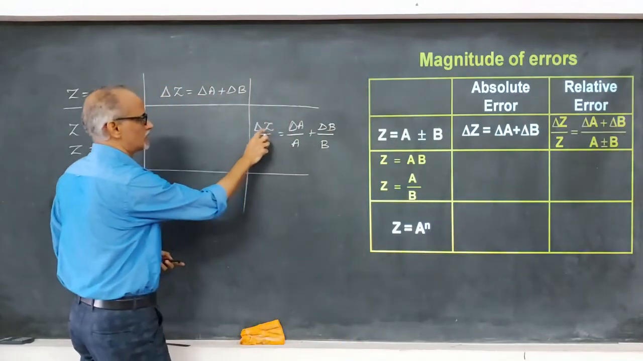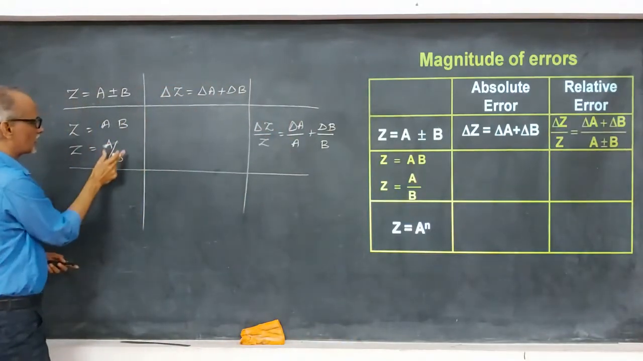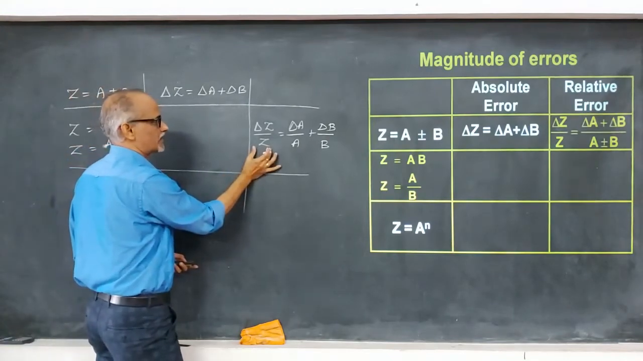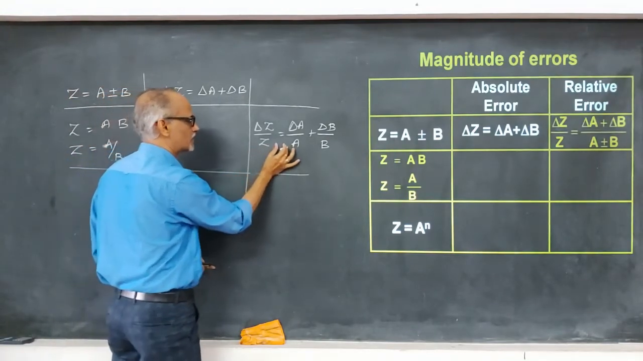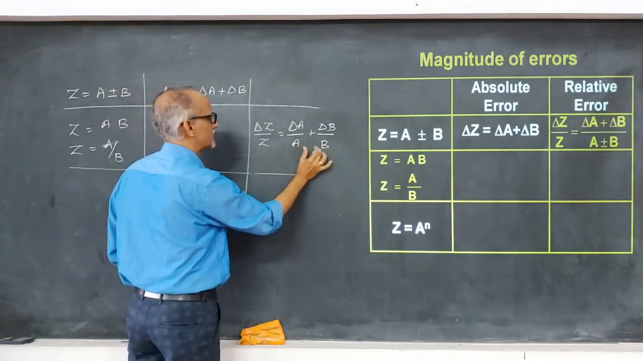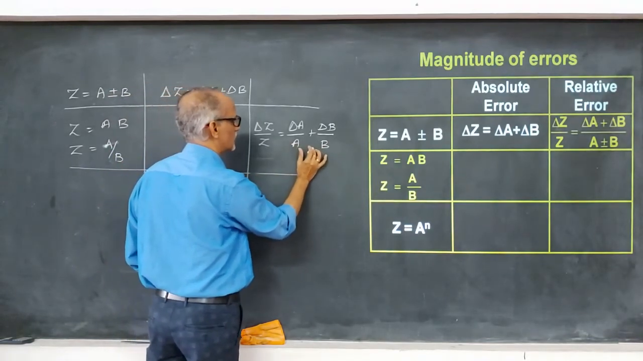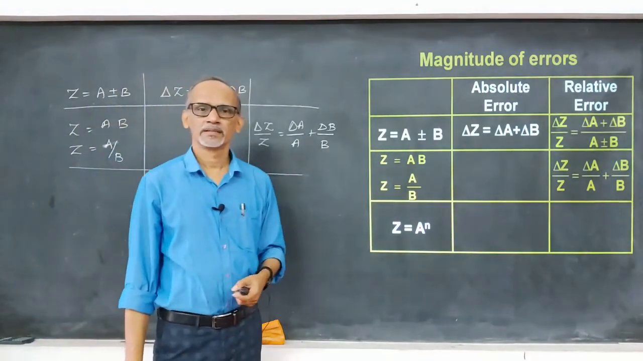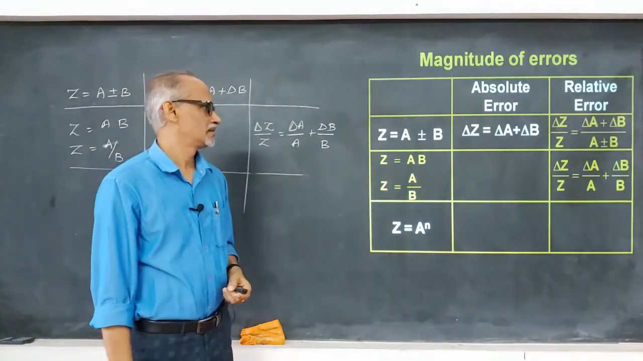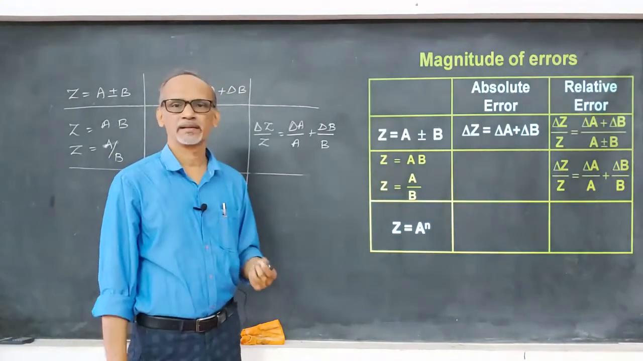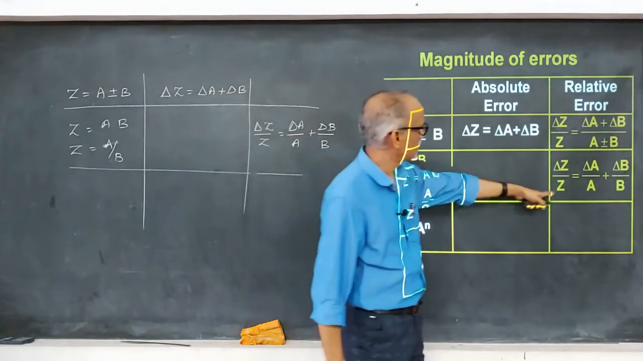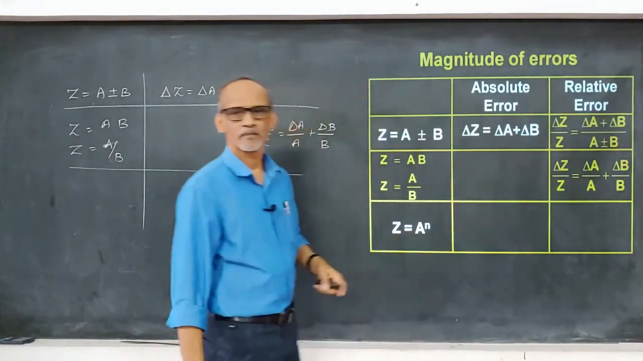So, while multiplying or while dividing two quantities, the fractional error or relative error is equal to the sum of the relative errors of the individual quantities. See that. Delta Z by Z is equal to delta A by A plus delta B by B. Okay. See, there is a difference between this and this. They are not the same. Clear?